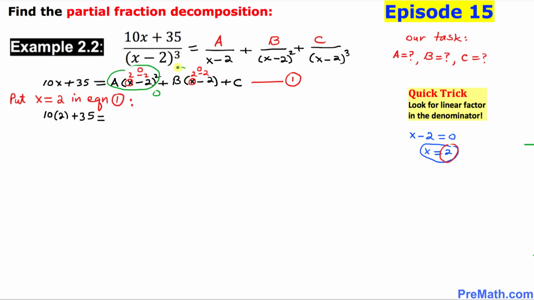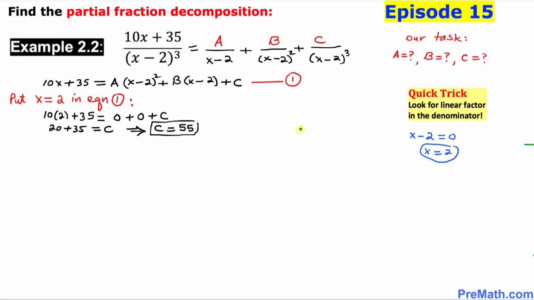That means this whole thing is going to become 0 as well. So let me just go ahead and write down 0 plus 0 plus c, and on the left hand side this is going to give us 20 plus 35 equal to c. That means c value turns out to be 55. And we still need to figure out a and b values.